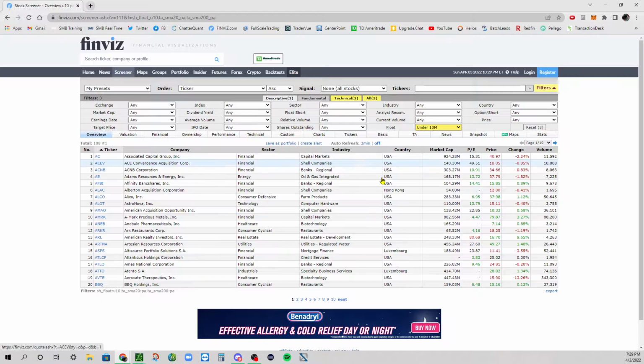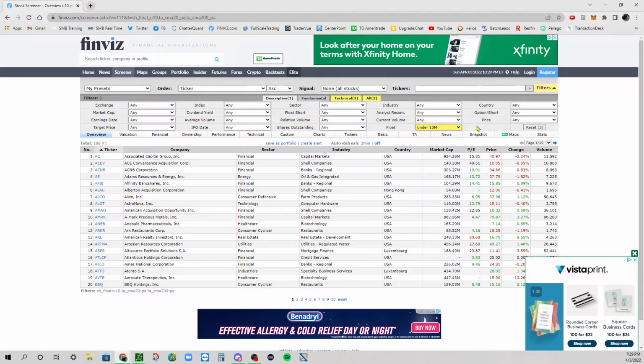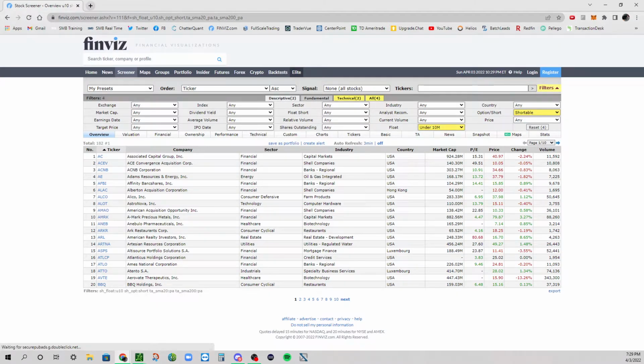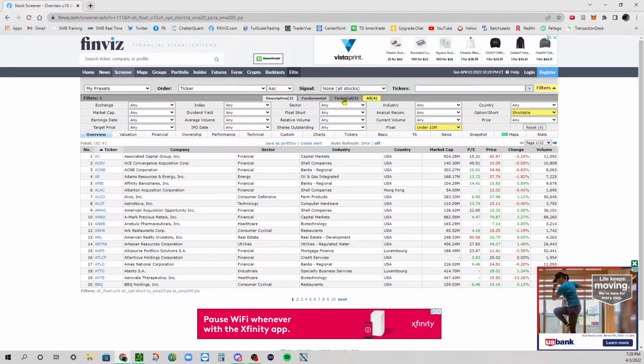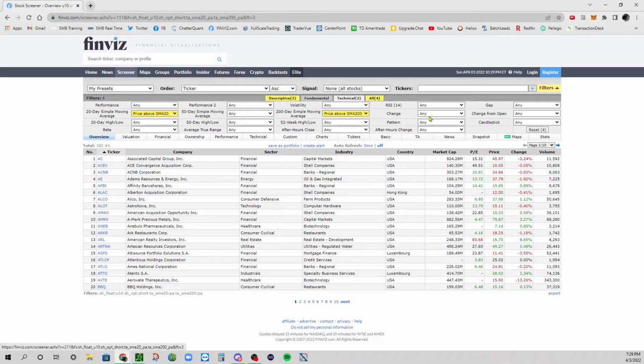10 million and under. Okay, this is a super volatile stock, especially if it has news or whatnot. And I want to be able to short them as well. Okay, so based on that, let's see what else I can add on here. Technical analysis.